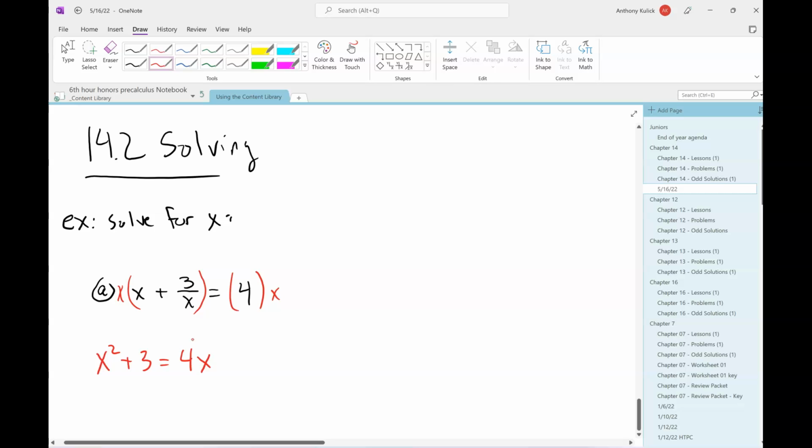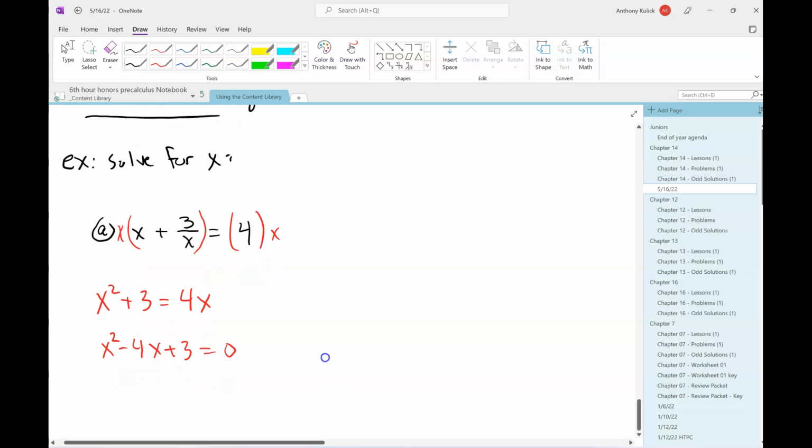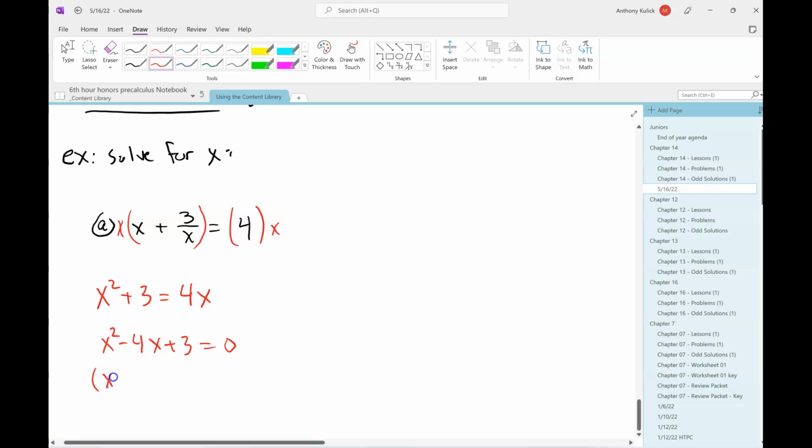Everybody's cool? What I have is a quadratic equation. To solve a quadratic equation, I get everything onto one side, and then I typically try to either factor or use the quadratic formula. Here I know its leading coefficient is 1, so if it's factorable, it should be quite easy. Two things that multiply to give me positive 3 and add to give me negative 4 are negative 3 and negative 1. So my solutions are 1 and 3.